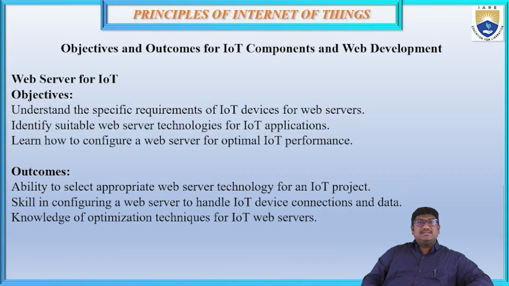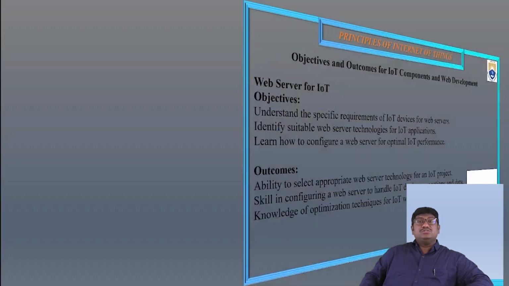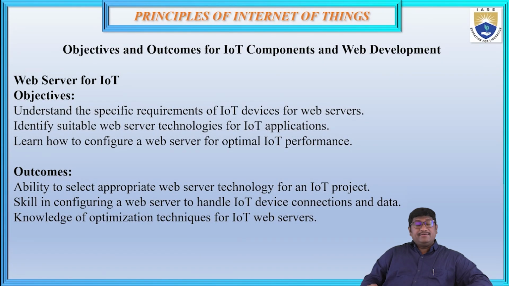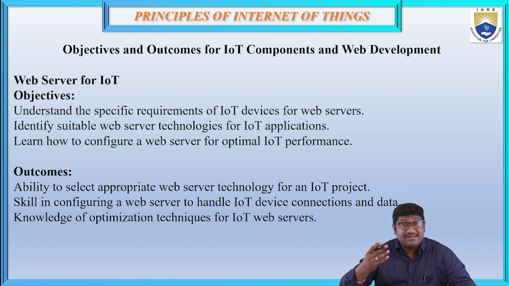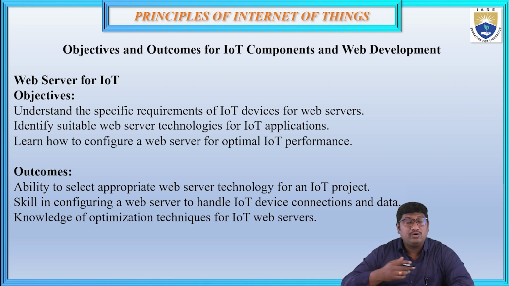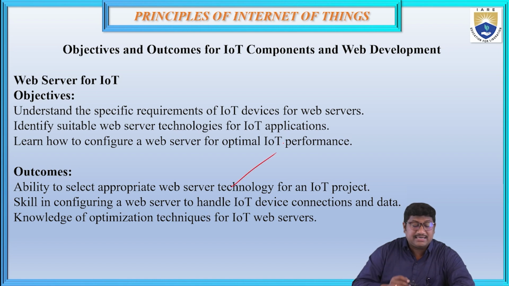Before discussing these topics, you need to know what kind of objectives and outcomes are designed for these particular IoT components which are used for web development. Web server for IoT: the main objective was that you need to understand the specific requirements, identify suitable web servers, and learn how to configure a particular web server. The outcomes are that you have an ability to select an appropriate web server technology, you have some skill in how to configure these web servers, and you have knowledge of the optimization techniques designed for web servers.